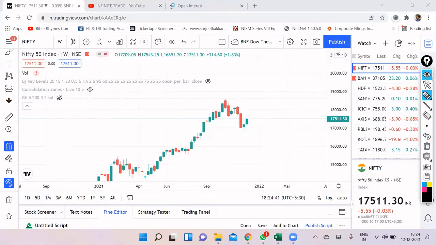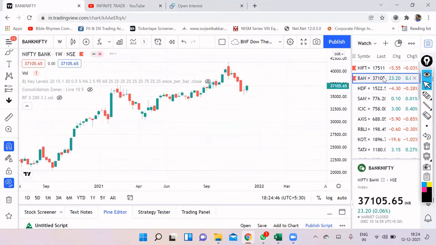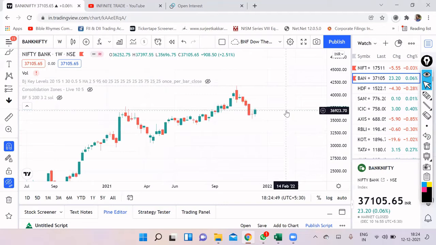Now let's quickly check out Bank Nifty to see if we can see anything like what we observed in Nifty. So Bank Nifty, nothing interesting like Nifty, but what we can see here is we had a resistance somewhere in this place.